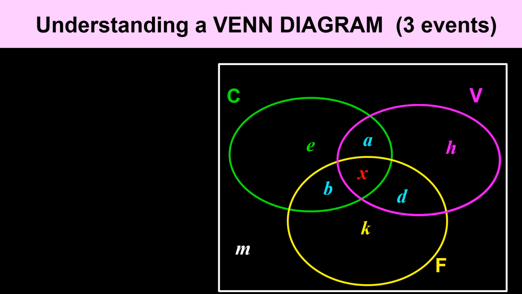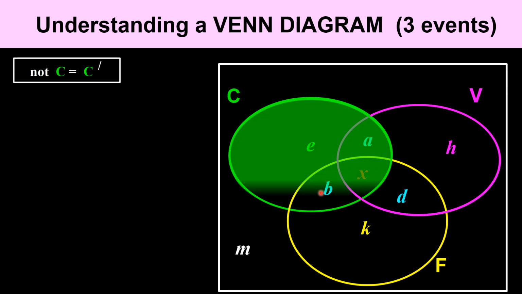Now let's go back to our three events again. Here we want the concept of not C, or as we say, the complement of C, or C prime. So not C. If I say not C, I don't want the elements of C. In other words, that's what I don't want. So I must take the C away.